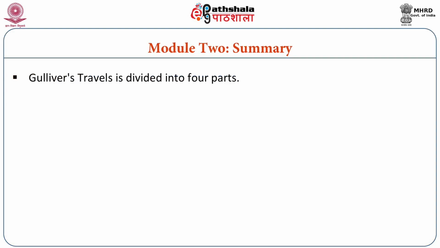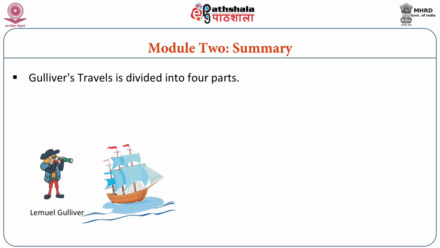Now, Gulliver's Travels, to summarize it, is divided into 4 parts. In each part, the hero, Lemuel Gulliver, who is an Englishman, travels across the seas and reaches a different land, a different island, usually. The first of these is the island of Lilliput, which has tiny people, pygmies.